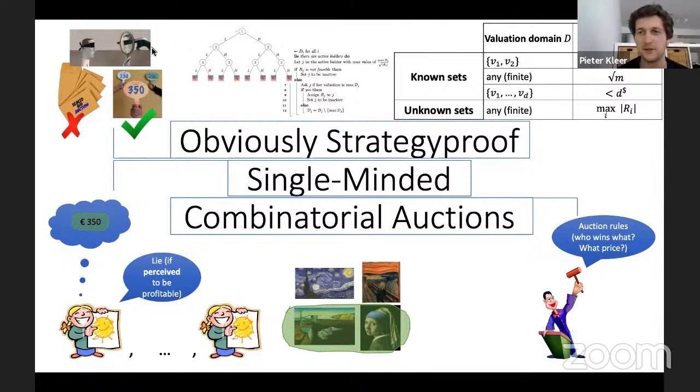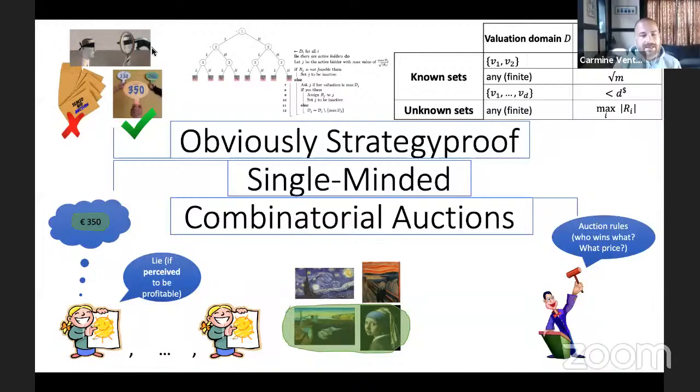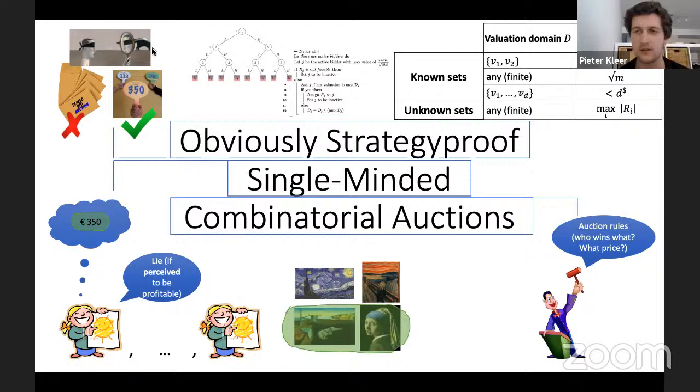So maybe a very stupid question, but I don't know much about obviously strategy-proofness. Is somehow the intuition that it's easier to convince a participant in an auction that, yeah, exactly, this is the right thing to do, so to say?